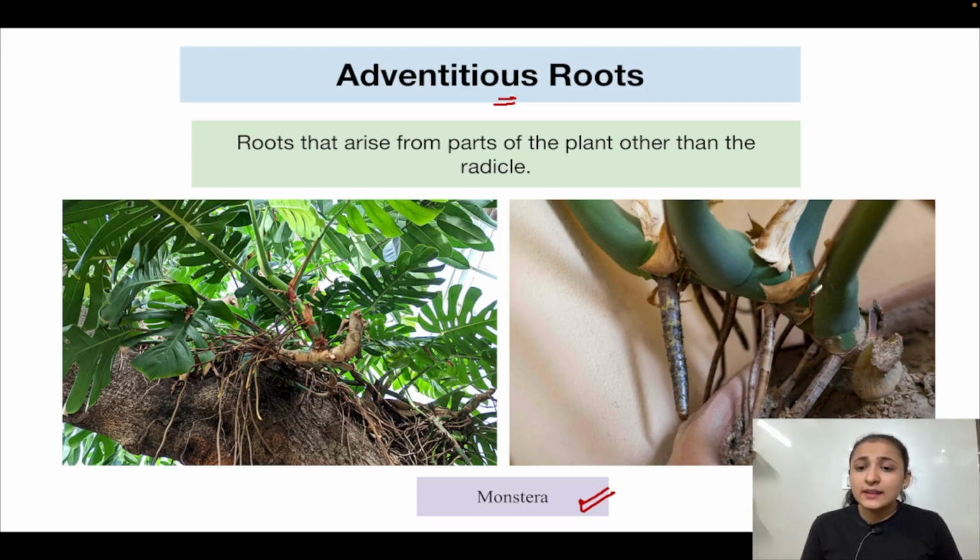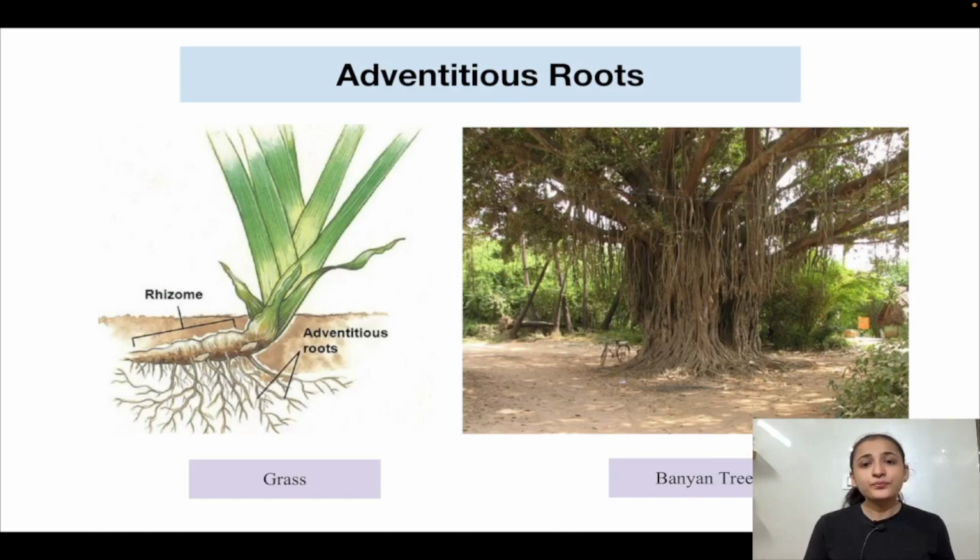So this is an example of adventitious root, because these roots are not arising from the radicle, they are arising from the stem region of the plant. Okay, so one of the most important examples of adventitious roots is Monstera. The other examples we are just studying now.